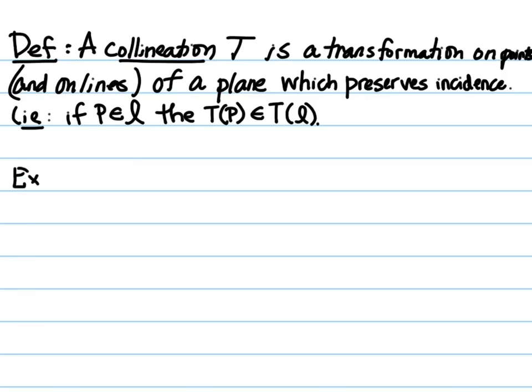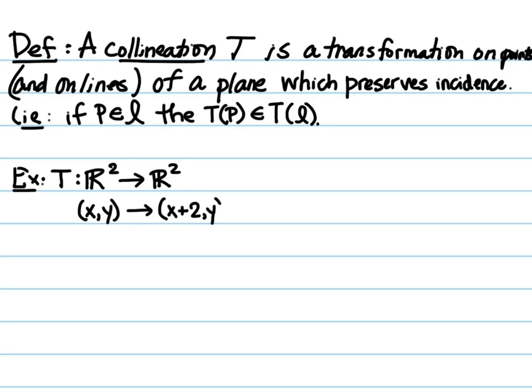So I'll actually write down another example. So let's take our collineation. It's going to be the real Euclidean plane R2 onto itself, okay, just like my other example. What this one's going to do is it's going to take all the points x, y to the point x plus 2, y. Can you verbally describe to me what this is doing to our plane?